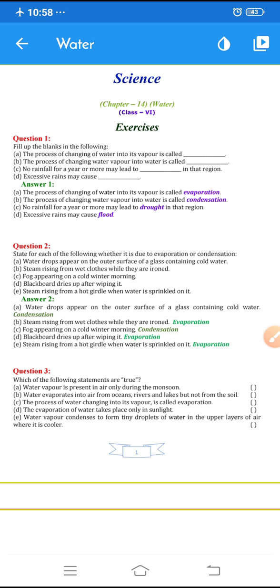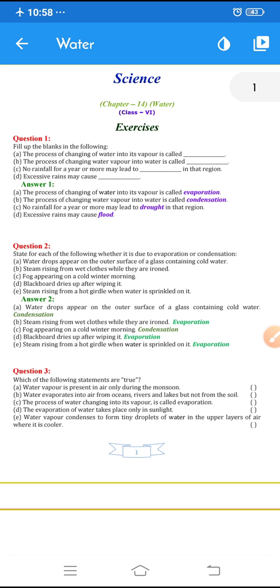Second one, the process of changing water vapor into water. It is the reverse of the first one. The process of converting the water vapor into water, that is the liquid state, is called condensation. Gas form to liquid form is called condensation.